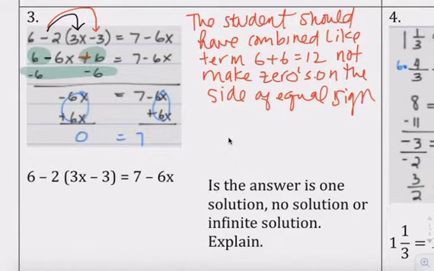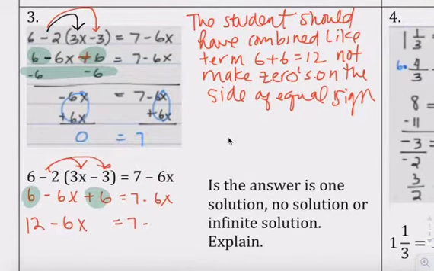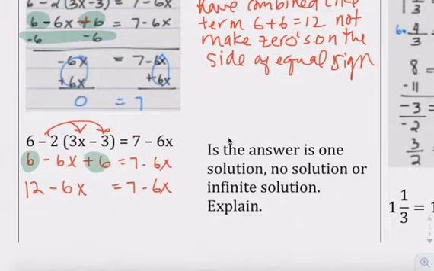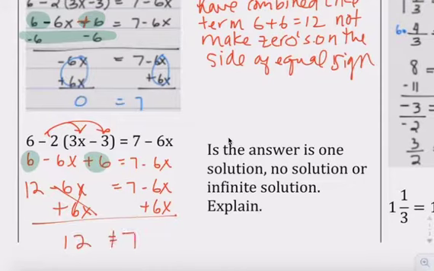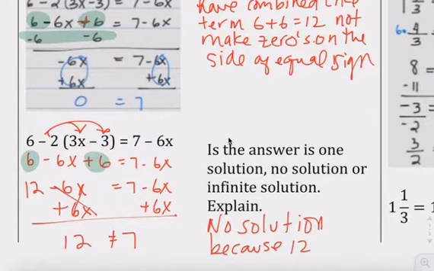So that means you distribute, you get negative 6x, bring down the 6. You get positive 6 equals 7 minus 6x. The student should have combined these to make 12 minus 6x equals 7 minus 6x. Add 6x to both sides. She could have gotten 12 equals 7. That's not true. So the answer is no solution, because 12 does not equal 7.